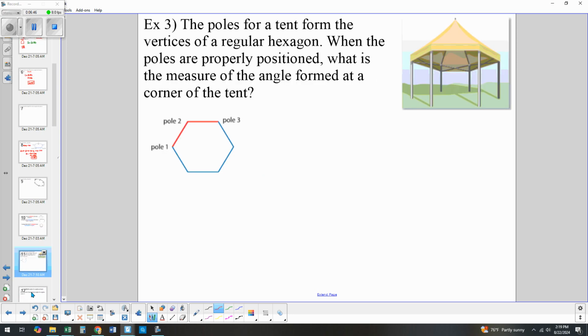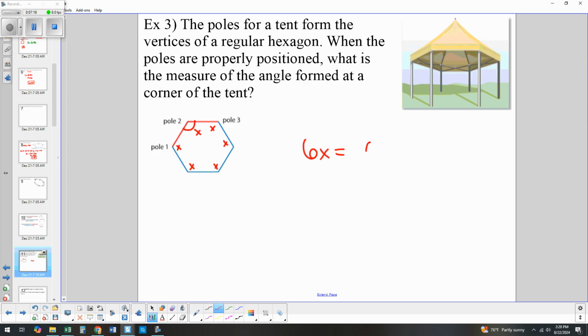For example 3, the poles for a tent form the vertices of a regular hexagon. So they already told me that it's equilateral and equiangular. When the poles are properly positioned, what is the measure of the angle formed at a corner of the tent? So if I wanted to know just one of these corners, what would that be? Well, it would make sense if it's equiangular, then all of them would be x. So that's really 6x equals, and I should know how much it adds up to.